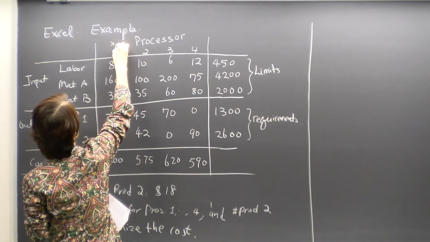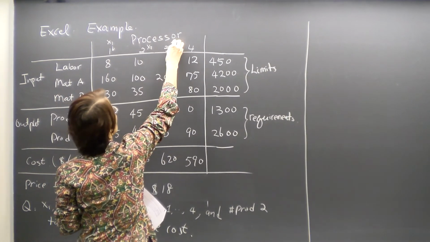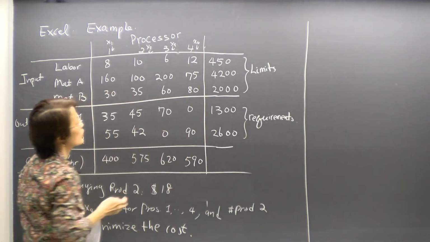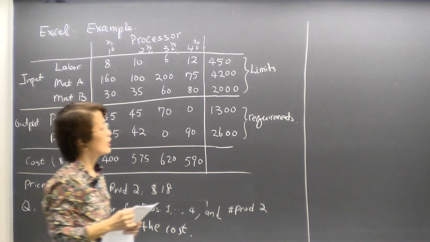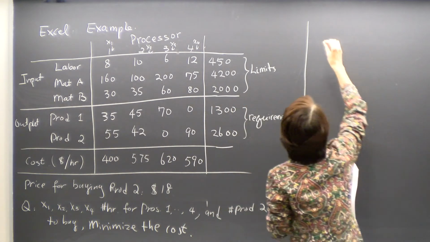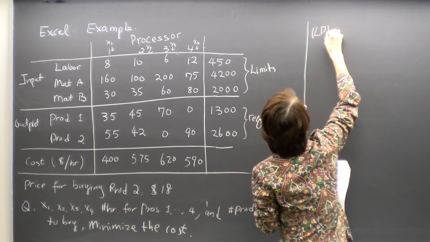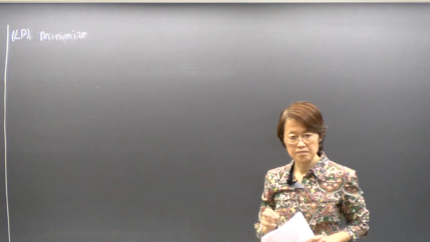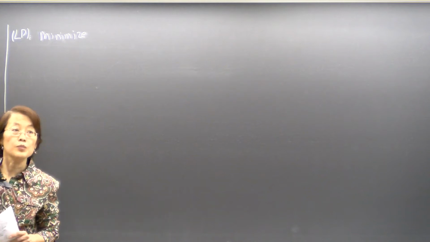Are we okay? So process 1, I'll be using X1 hours, and this is X2, and this will be X3, and this will be X4, the hours I will use, okay? And I try to set up this linear programming problem. Okay, so minimize the cost. Can I set up my cost function? How much will it cost me if I use X1, X2, X3, X4 hours of these processes?